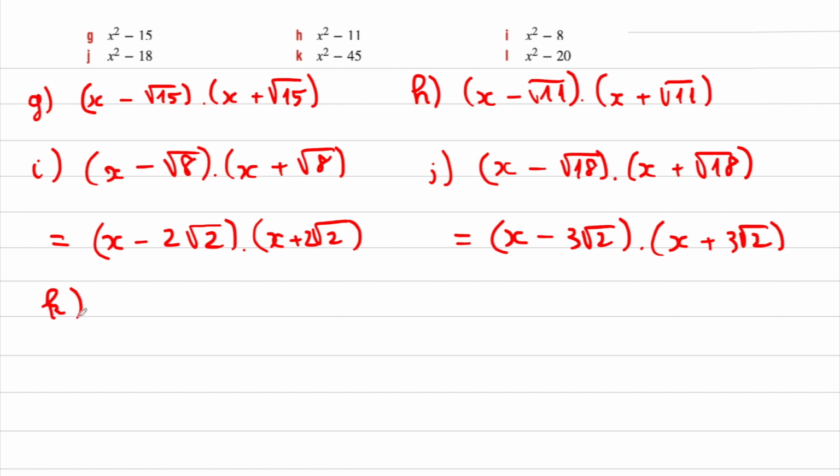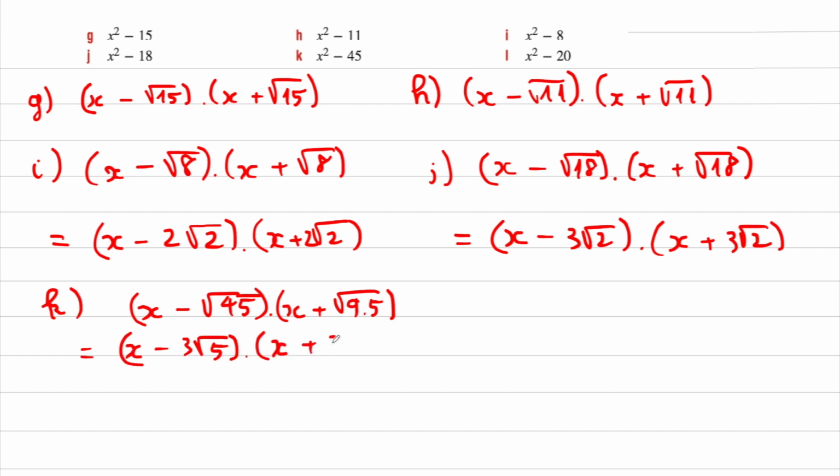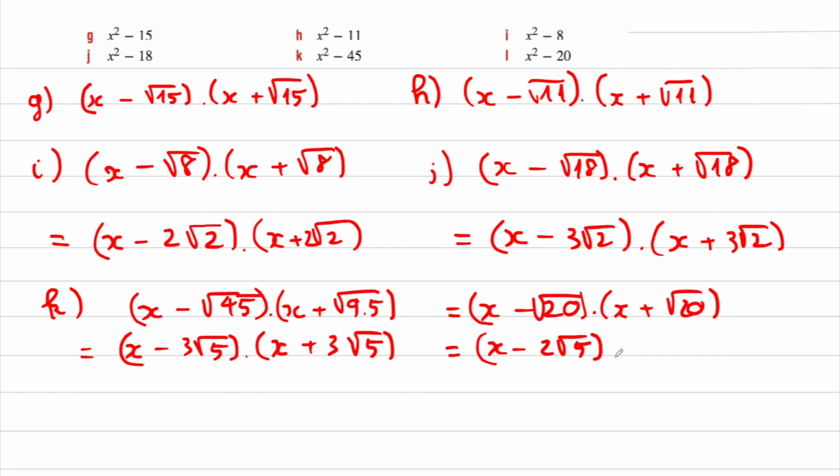Question K, x minus square root of 45. 45 is 9 and 5. So square root of 9 you get 3. It means you will have x minus 3 square root 5, and then another bracket is x plus 3 square root 5. Yes, and 20. 20 is 4 multiplied by 5. So x minus 2 square root 5 for the last question in this slide. And the next one, x plus 2 square root 5.